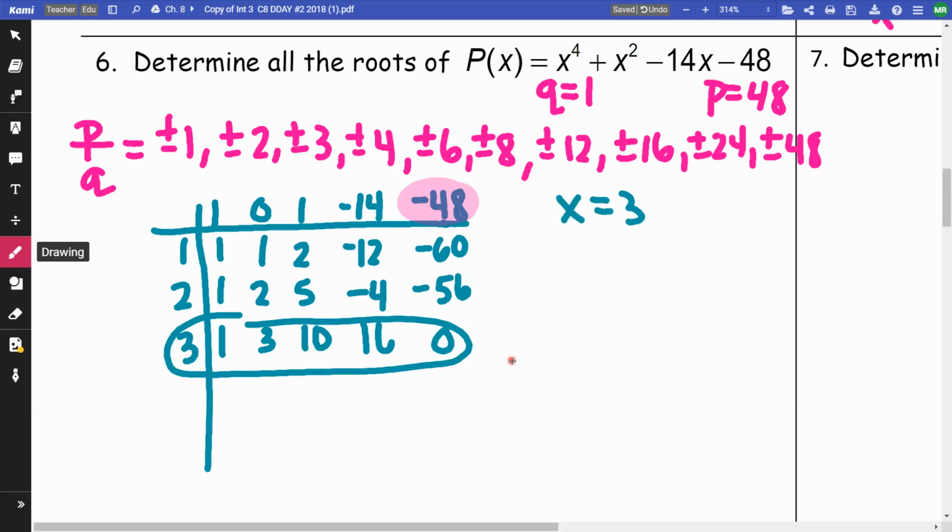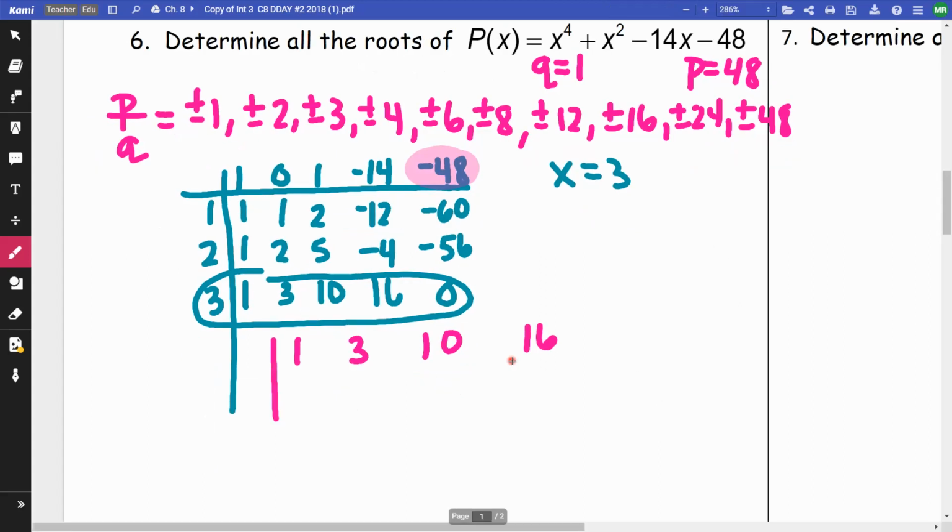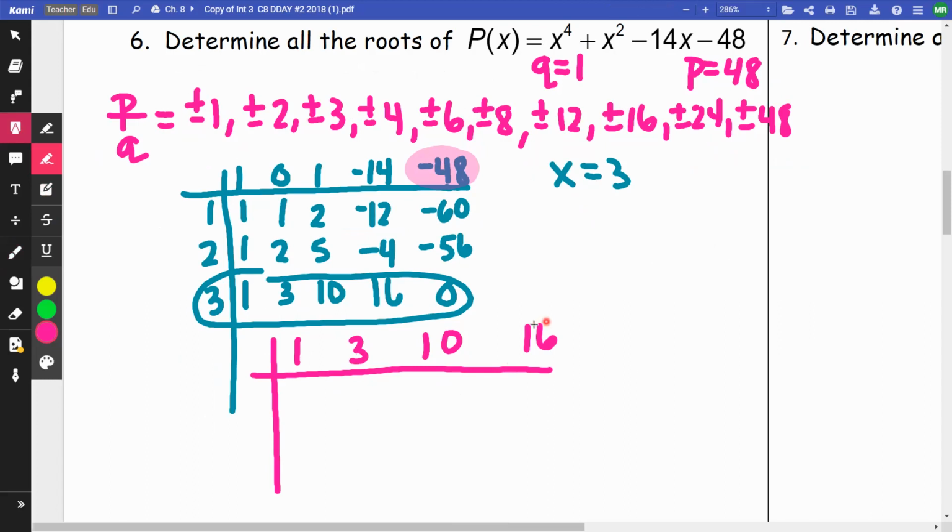So now I'm going to take this 1, 3, 10, 16, and do another synthetic division with this degree 3. Now, notice they're all positive, so I'm not going to do any of my positives whatsoever. I'm going to focus on my negatives. Okay, and right here, focus that I'm at a 16 here, just kind of keeping that in mind.